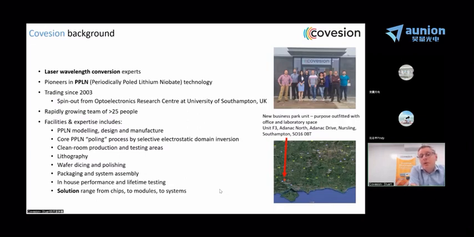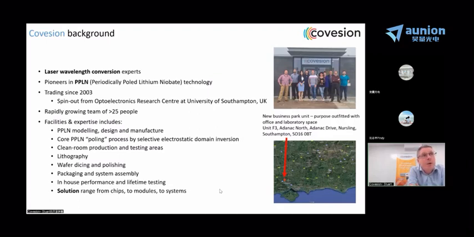And on the map on the bottom right there, you can just see where our location is. So we're situated on the south coast of England, about an hour and a half to 2 hours away from London, southwest of London. We're a very rapidly growing company. We're up to a company of more than 25 people now. So the picture on the top right there, which is the team outside our company office, is somewhat out of date now. We need a new picture showing how much the team has grown.